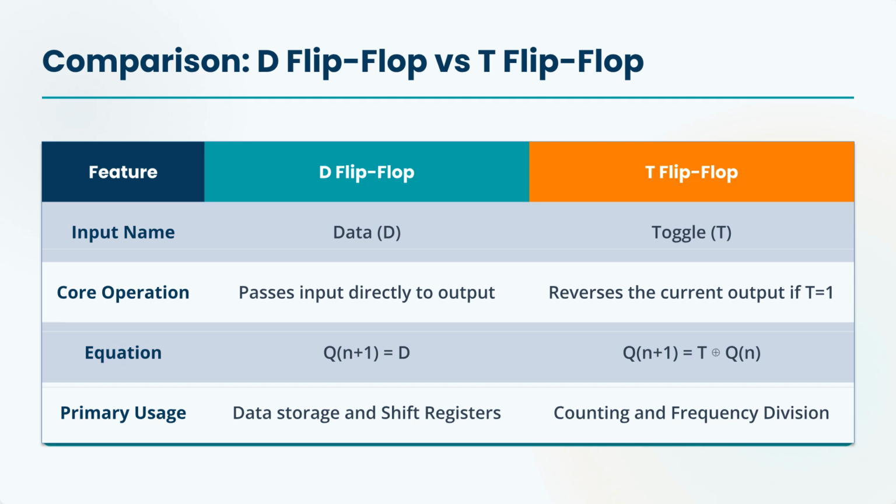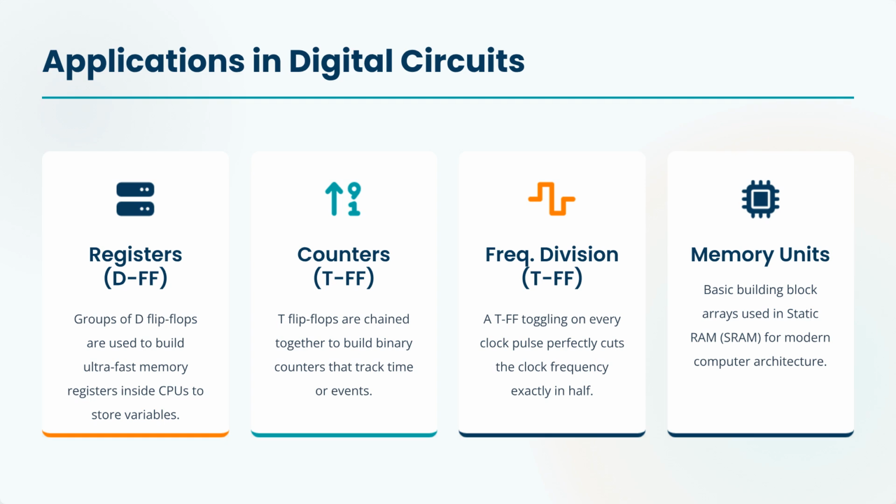The D flip-flop passes the input directly to the output, making its equation Q of n+1 equals D. It's primarily used for data storage and shift registers. The T flip-flop reverses the current output if T equals 1, with its equation being Q of n+1 equals T XOR Q of n. It's primarily used for counting and frequency division. Both flip-flops have essential applications.